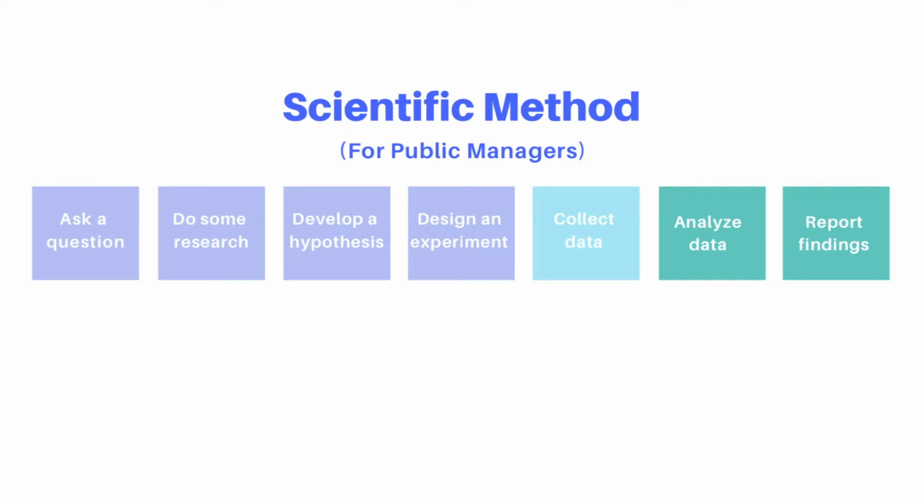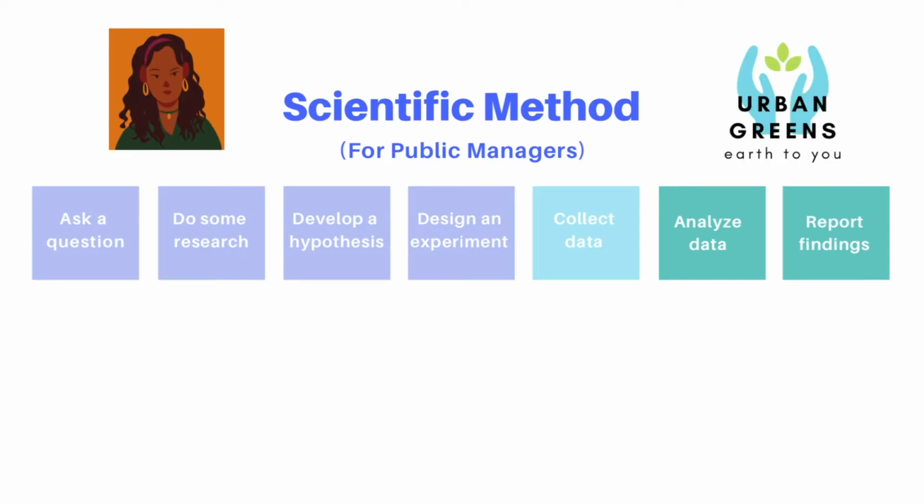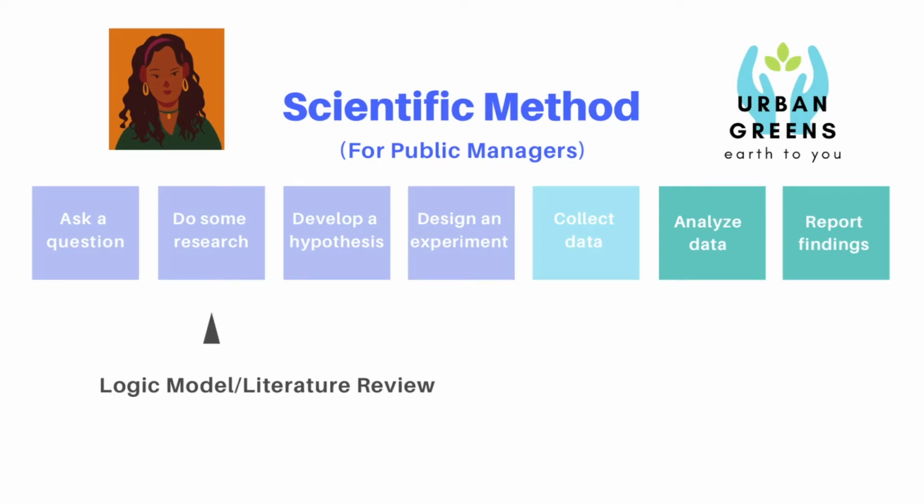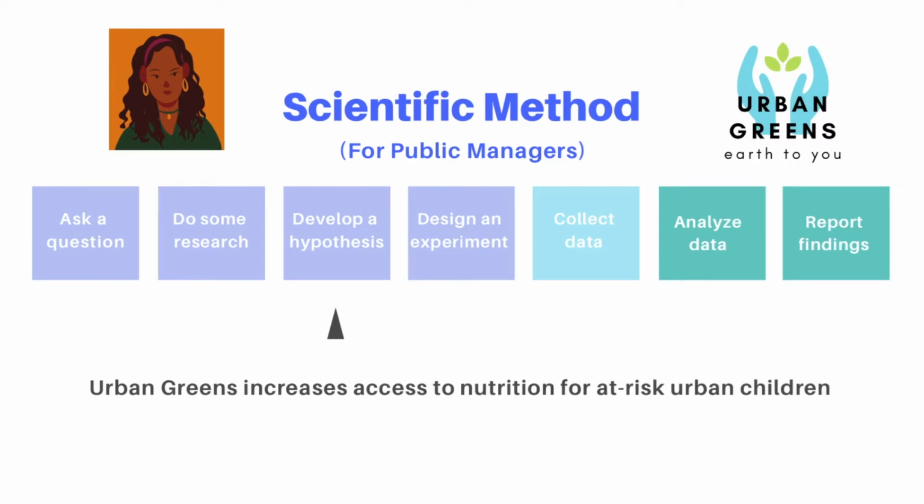Let me give you an example. Fictional Cassandra works for a nonprofit called Urban Greens. She has a question. She wants to know if Urban Greens is having the impact that she thinks it is. Now, she'll probably want to refine her question later, but that's a start. Next, she'll do some research, maybe making a logic model or writing a literature review. Through her research, she starts developing a hypothesis.